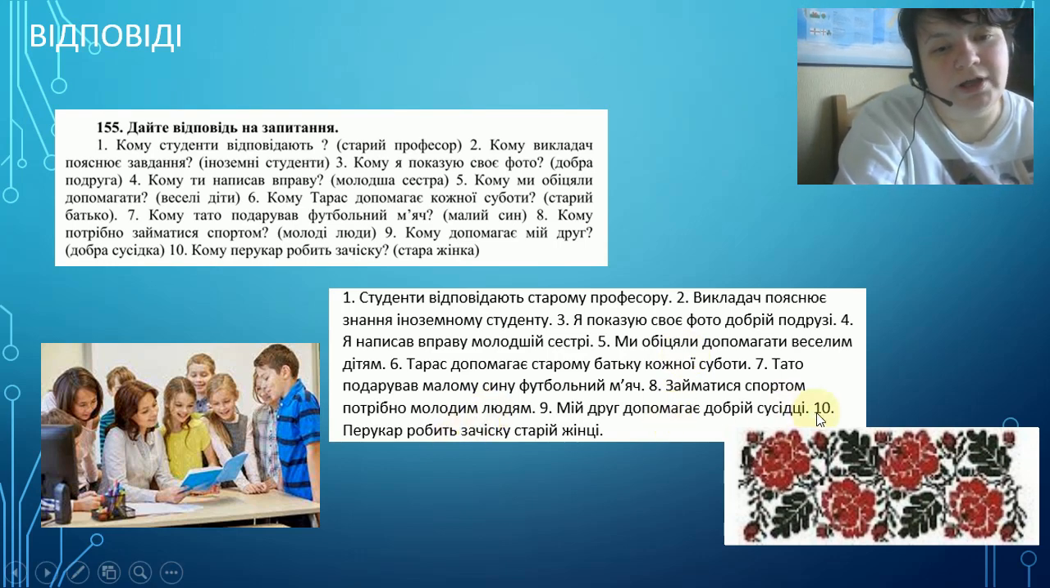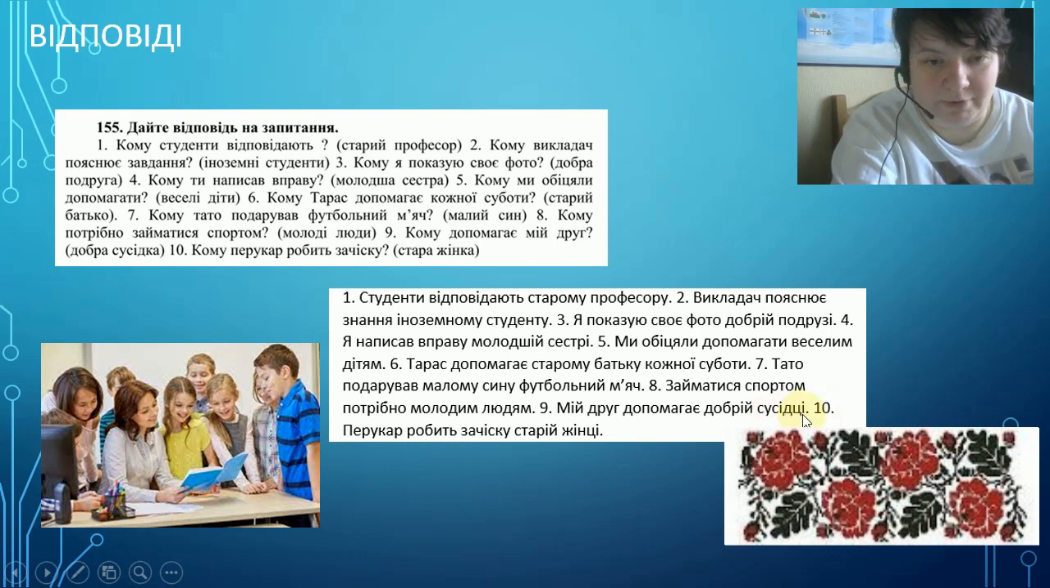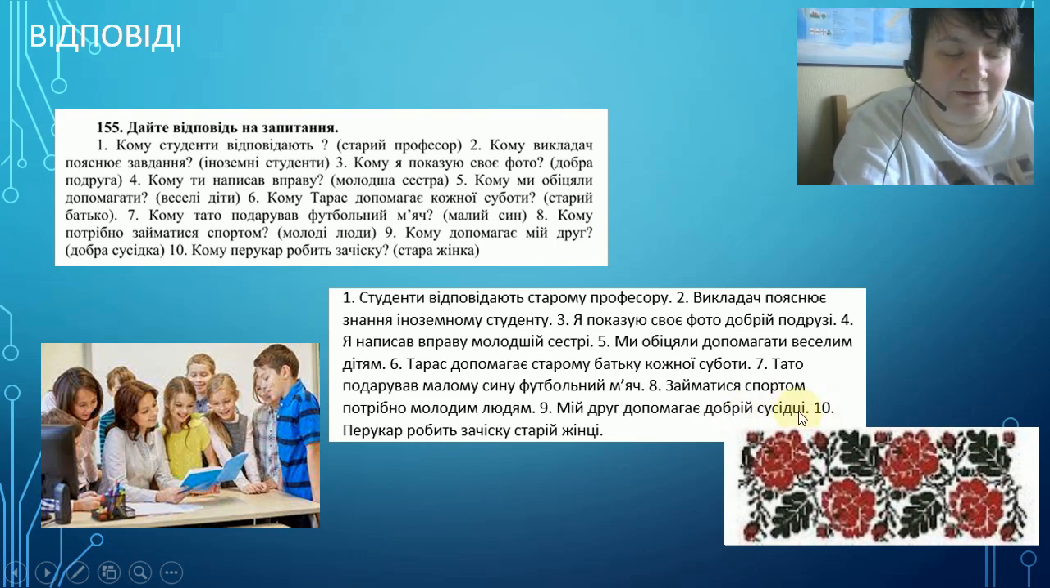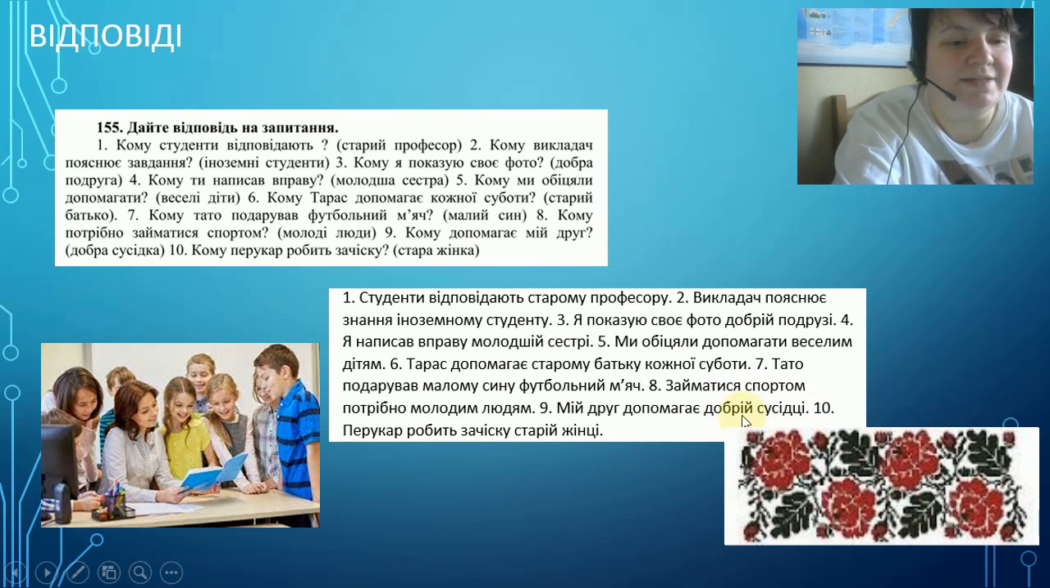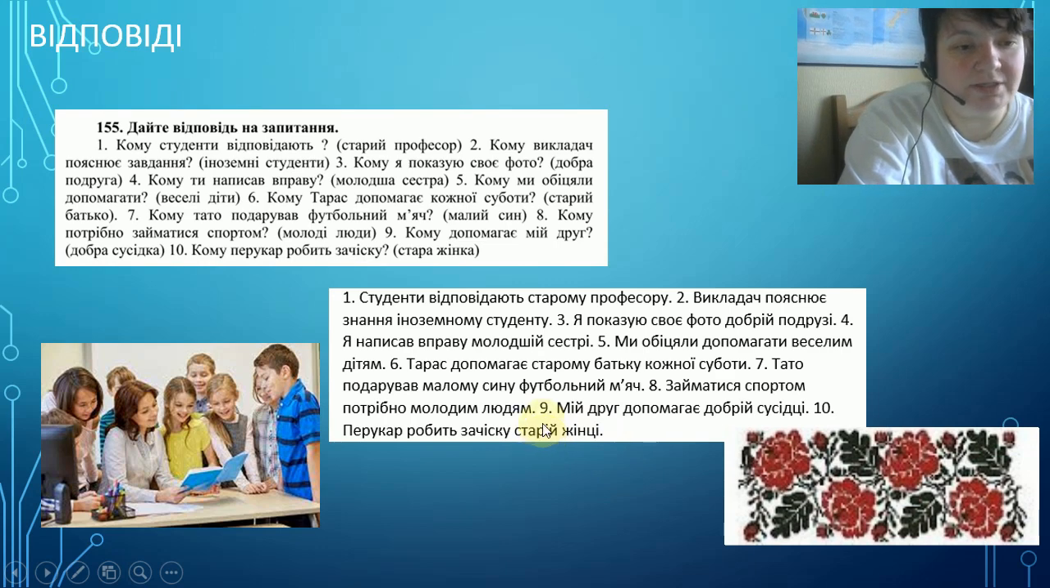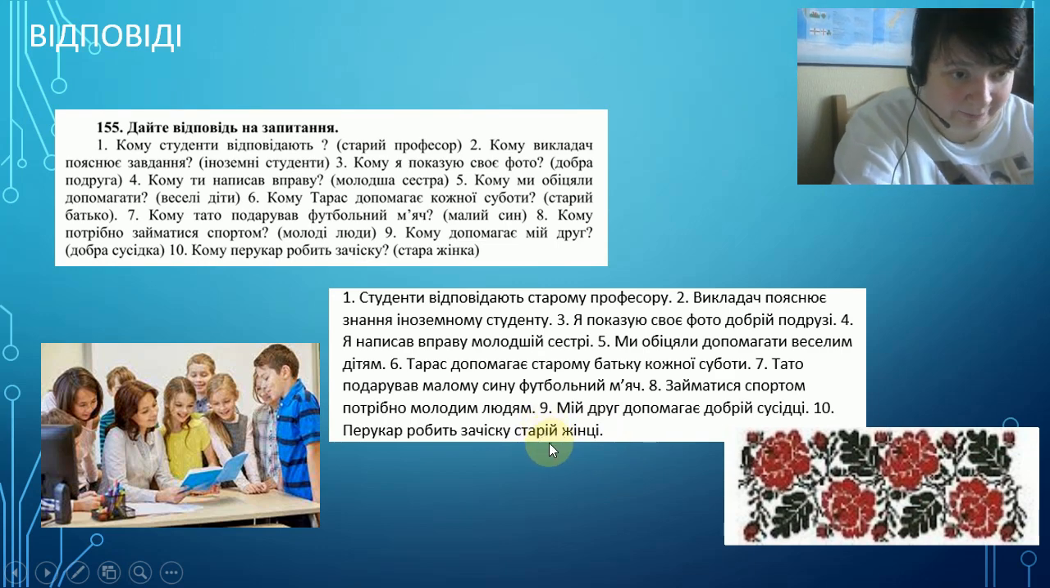Мій друг допомагає добрій сусідці. My friend helps a nice neighbor. So, neighbor here, neighbor woman. So, we have grammatical feminine here, and that's why ending і. Перукар робить зачіску старій жінці. The hairdresser makes a haircut for an old woman. Old woman, стара жінка, старій жінці. It's grammatical feminine, so we have ending і here.